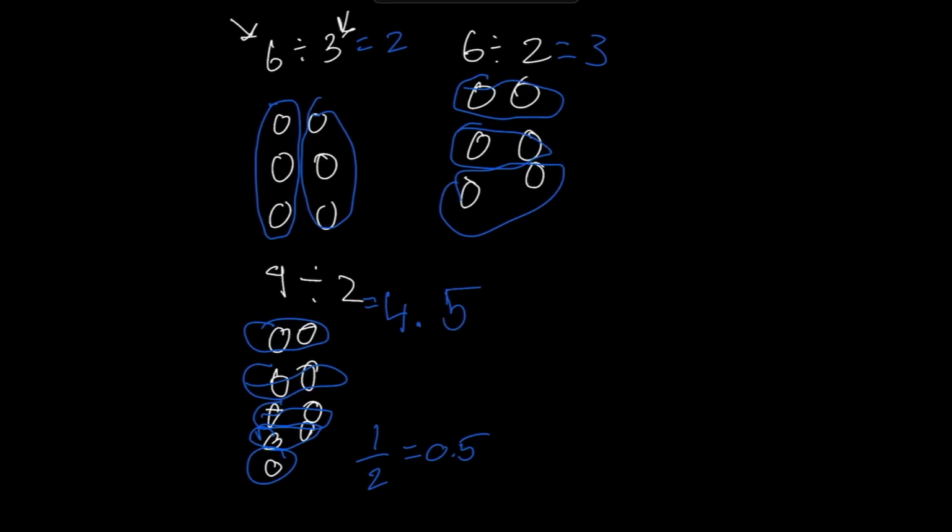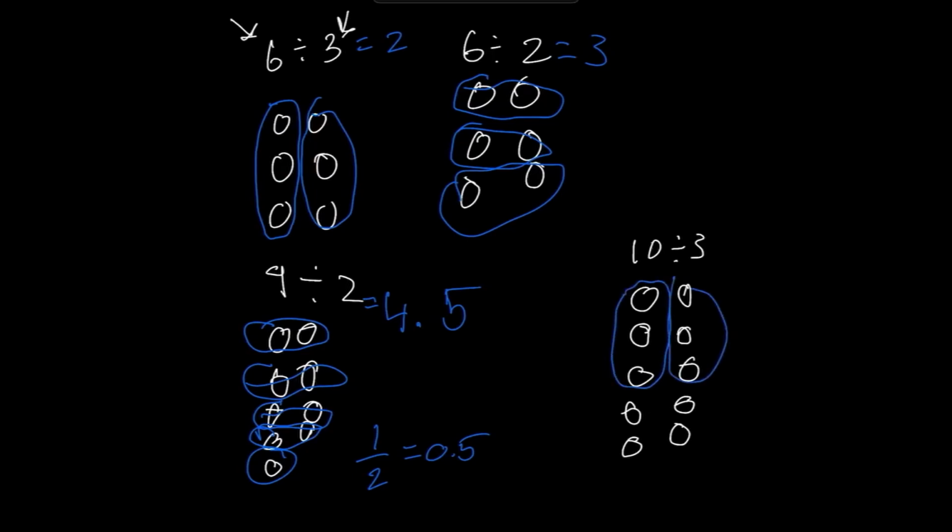I'll do one more quick example of this. I'll do 10 divided by 3. So I'm going to draw 10 circles, and then I'm going to make them in groups of 3. I have my 3 groups of 3, and then I have 1 left over, right over here.